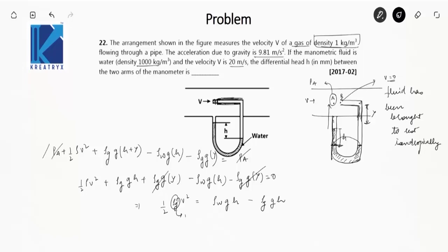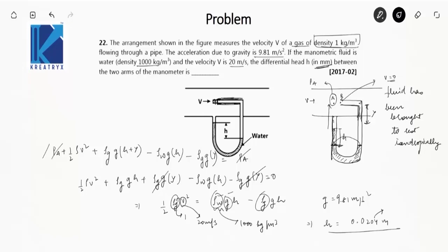Rho of gas is 1 kilogram per meter cube, V is 20 meter per second, rho of water is 1000 kilogram per meter cube, and g is 9.81 meter per second square. Everything is given. All you have to do is put the values and get H. That implies H you will get as 0.0204 meter. But be careful that you have to fill the answer in mm. So that will be equal to 20.4 millimeter. This will be the answer.